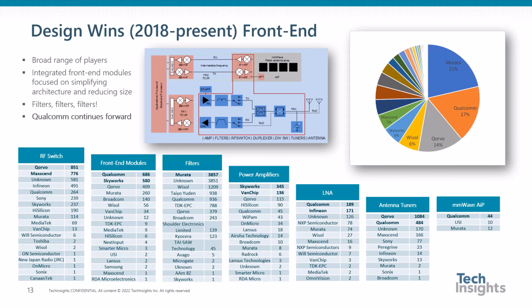Qorvo has the third largest piece of the pie with top spot in RF switches and antenna tuners, and third in front-end modules. Visol is in the mix by virtue of the filter sector. Then we have Skyworks first in the power amplifier sector and second in the front-end module sector. For the most part, we are seeing what we would expect to see.